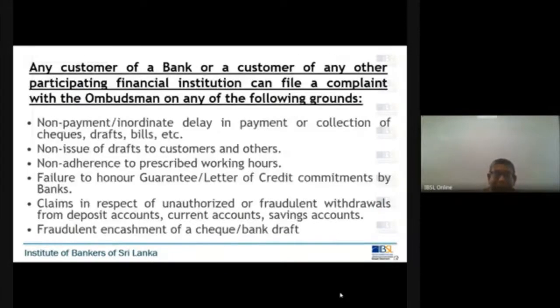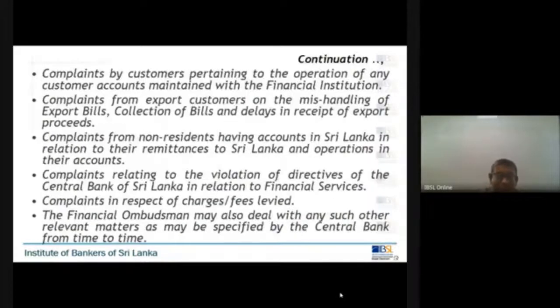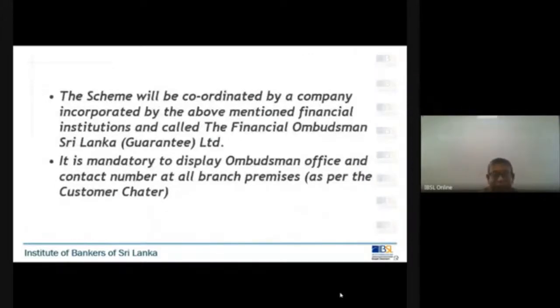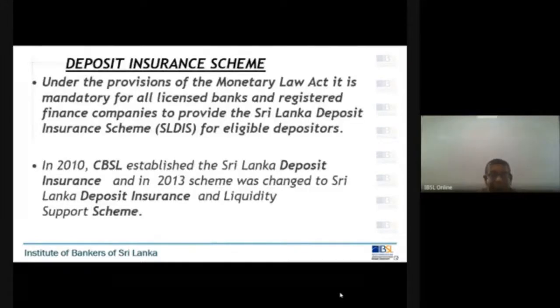For example, you can say: an independent person appointed by legislation to provide settlement of complaints made by customers. So complaints are like this, and you don't need to put all of them. If you put a few, it's okay. And further, if you want, you can say what services are mostly rendered. Clear now? Very easy, no? You can get 5 marks. Clear now, ombudsman. Now we are going to discuss yet another important area.